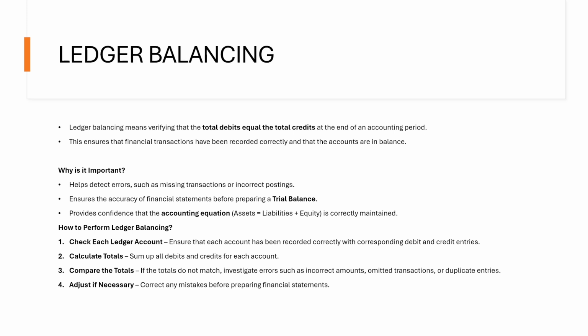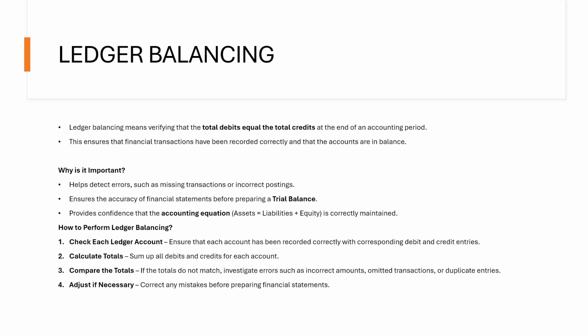It is important to notice that the ledger needs to be balanced, which means the total debit needs to be equal to the total credit, as shown in the table above. Ledger balancing is a critical step in ensuring accounting accuracy, and when ledgers are finished, the balance needs to be checked. Fundamentally, ledger balancing means verifying that the total debits equal the total credits at the end of an accounting period. This ensures that financial transactions have been recorded correctly and that accounts are in balance. And if they are not in balance, there might be some errors, such as missing transactions or incorrect posting. It ensures the accuracy of financial statements before preparing a trial balance, providing confidence that the accounting equation is maintained.